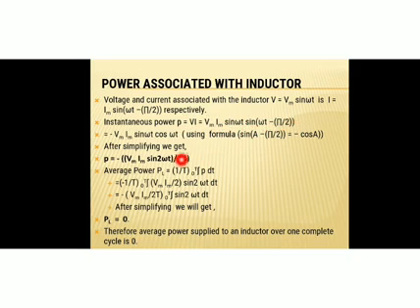Okay. So it can be rewritten as minus Vm Im sin omega t cos omega t, because we had already discussed that sin(omega t minus pi by 2) is minus cos omega t.